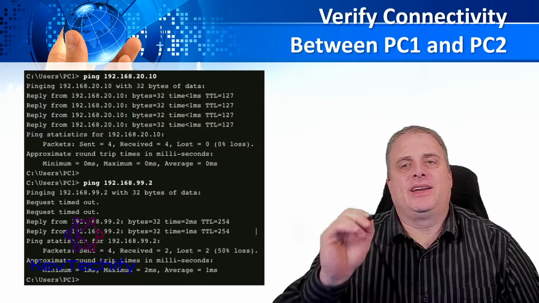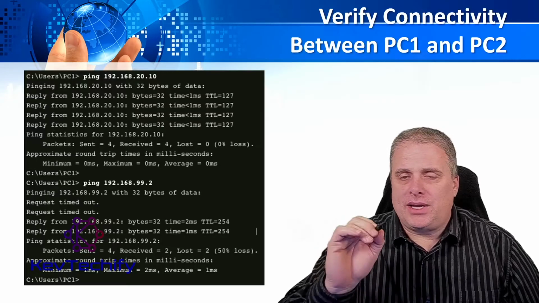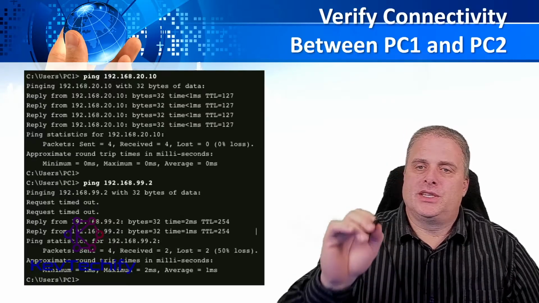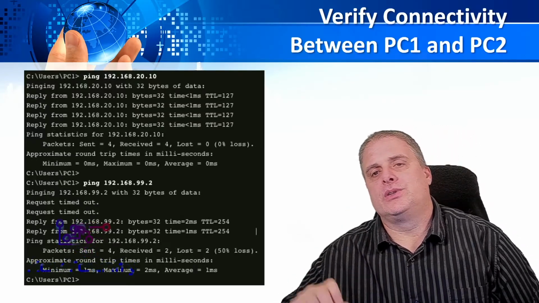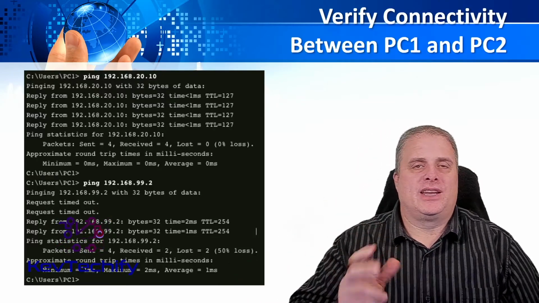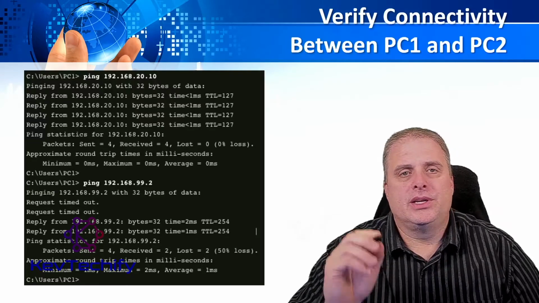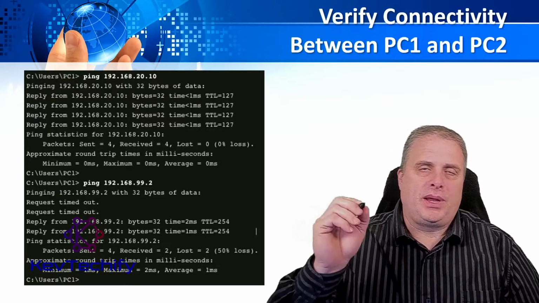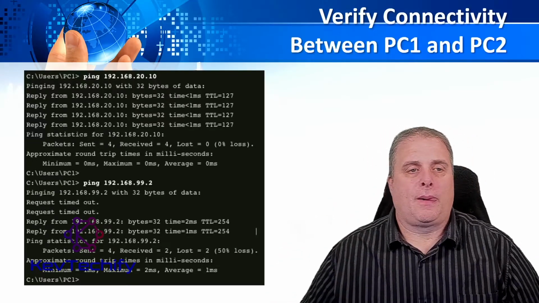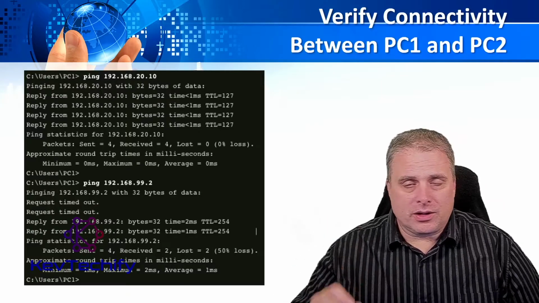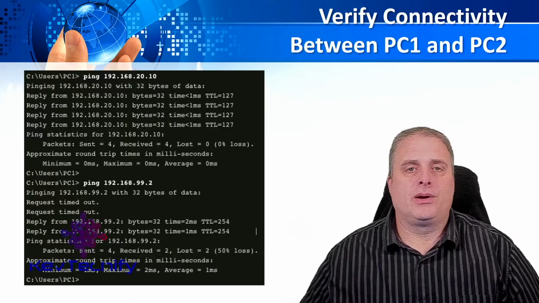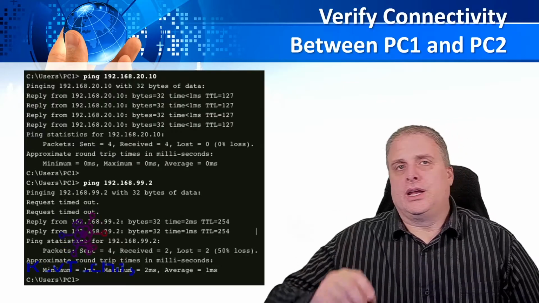To verify connectivity between PCs, remember our PCs were on different VLANs. PC1 was on VLAN 10, PC2 was on VLAN 20. To verify those connectivities, what most people do is use the ping command. They send a ping from one PC to another PC. Here in our labs, if you're following along in Packet Tracer, you're setting this up in your home lab, ping works, it'll go through there.